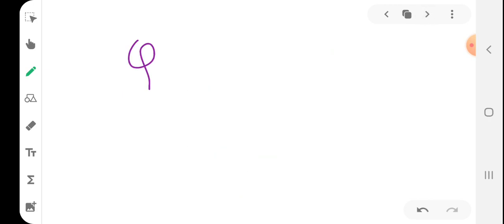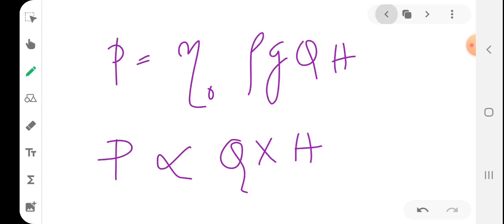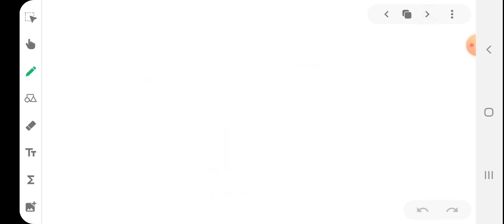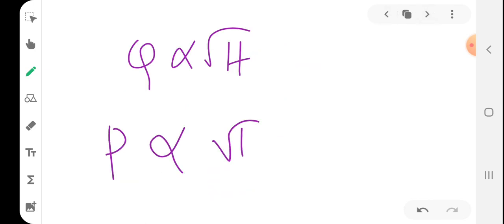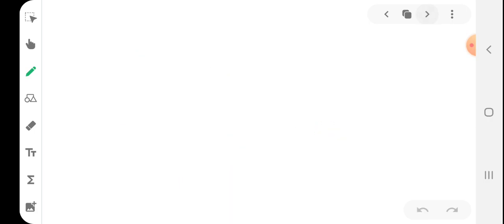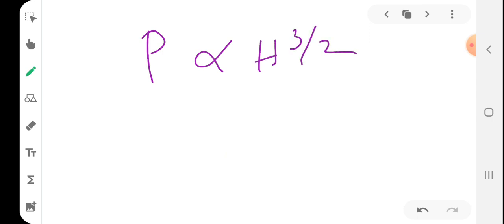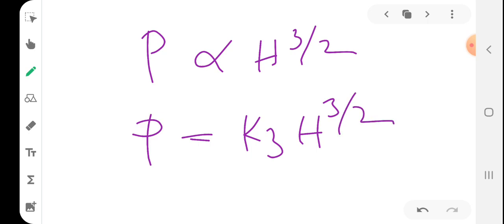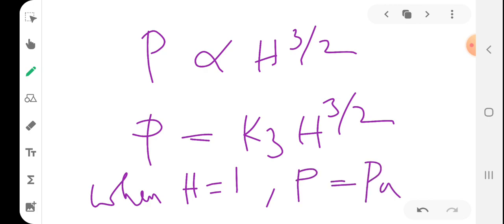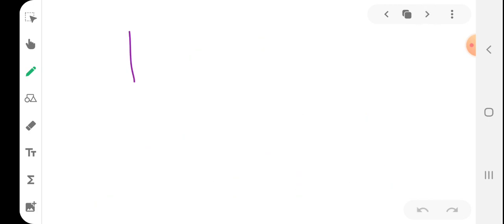Already we have defined that Q is proportional to root H. So P is proportional to root H into H, and root H into H means H raised to 3 by 2. To remove the proportionality sign, P is equal to K3 into H raised to 3 by 2. When H is equal to 1, P will be Pu.